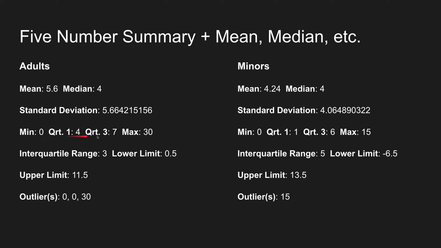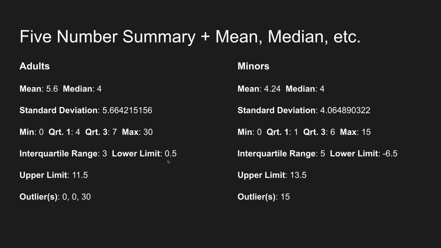For the first and third quartiles, the adults had higher, with 4 versus 1 and 7 versus 6, with the maximum being 30 for the adults and 15 for the minors. The interquartile range was low for the adults at 3, and for the minors it was high at 5.